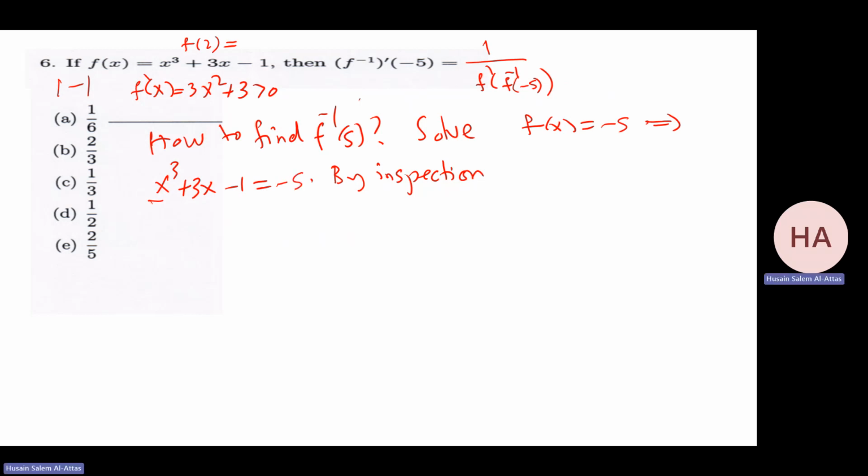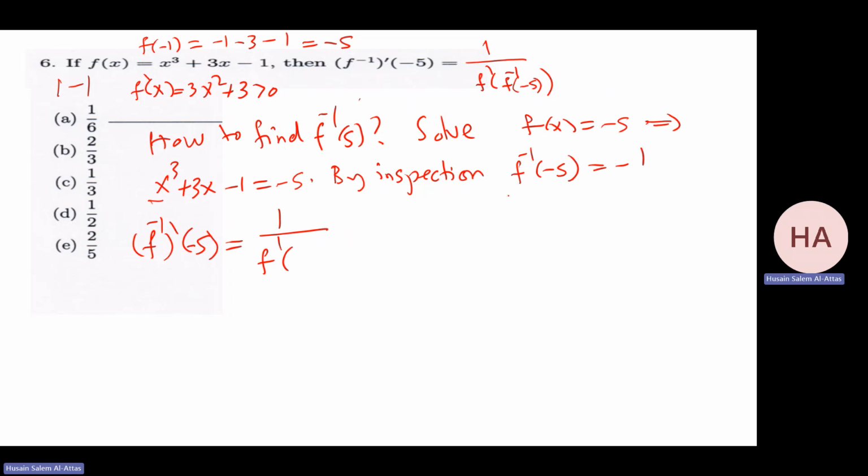Okay. f of minus 1. f of minus 1 is equal to minus 5. f of minus 1: minus 1, minus 3, minus 1, which is minus 5. So f inverse of minus 5 should be equal to minus 1. Okay. So f inverse prime at minus 5 is 1 over f prime at f inverse of minus 5, which is minus 1. Substitute here. It's 1 over 3 plus 3, which is 1 over 6, which is this one.